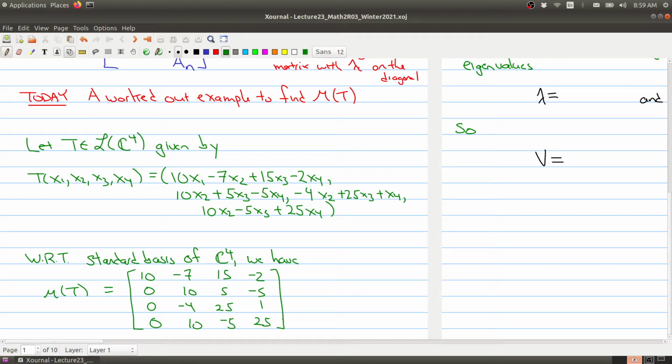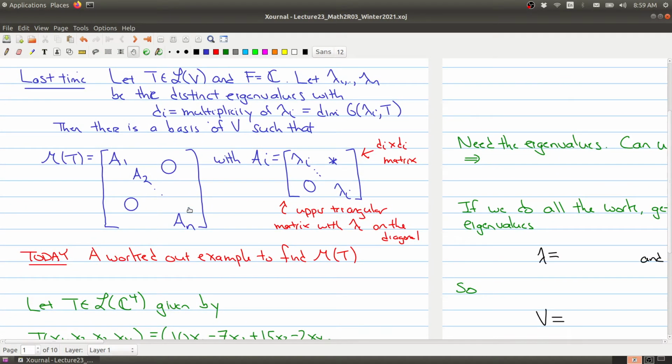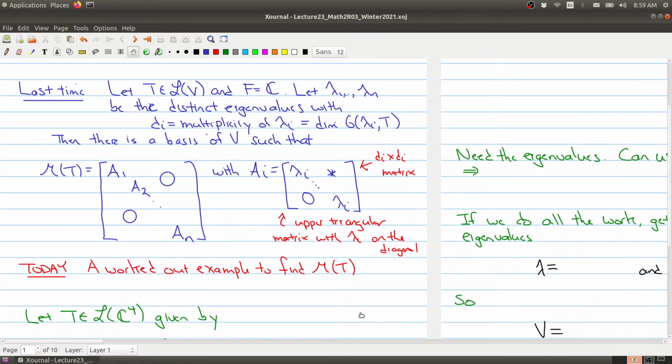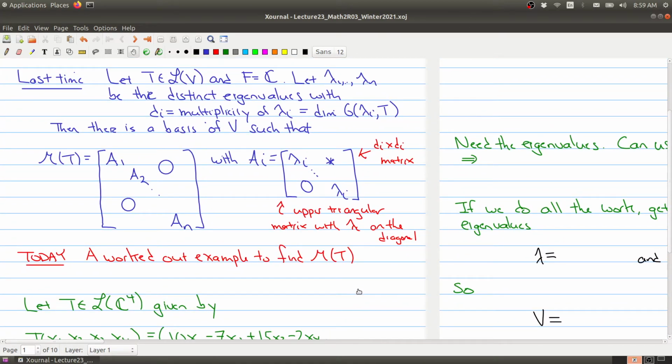Remember how you get this: the first column is what you get by plugging in the first standard basis vector, the second column is what you get after you plug in the second standard basis vector, and so on. So that's the matrix you have. It definitely doesn't look like the form in the theorem. In fact, we're not even close to starting the theorem because all we have so far is the linear operator, and it's over the complex numbers. So the next thing we have to do is find the eigenvalues.